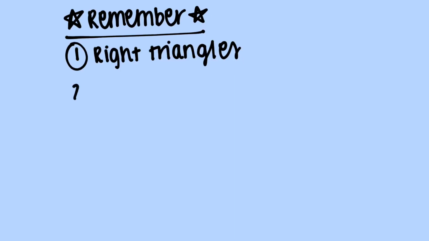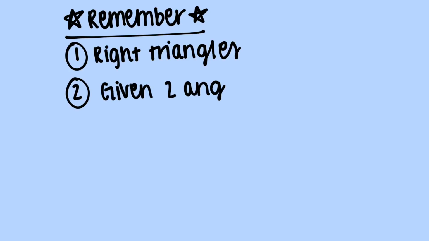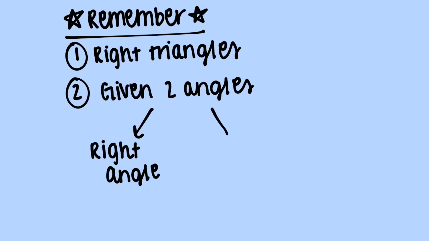I'm also always going to be giving you two angles. The first one, of course, is going to be your right angle in your triangle. Otherwise, we can't use trig. And the second one, we're just going to call for right now the given angle. So when I refer to the given angle, it's another angle in the triangle that's not the right one.